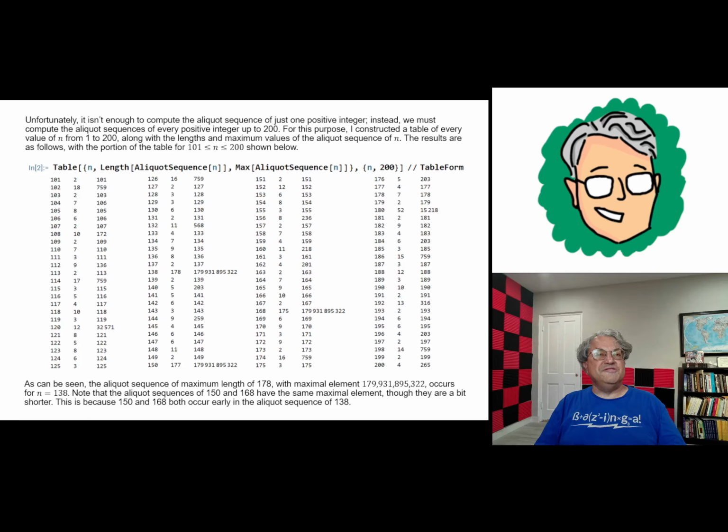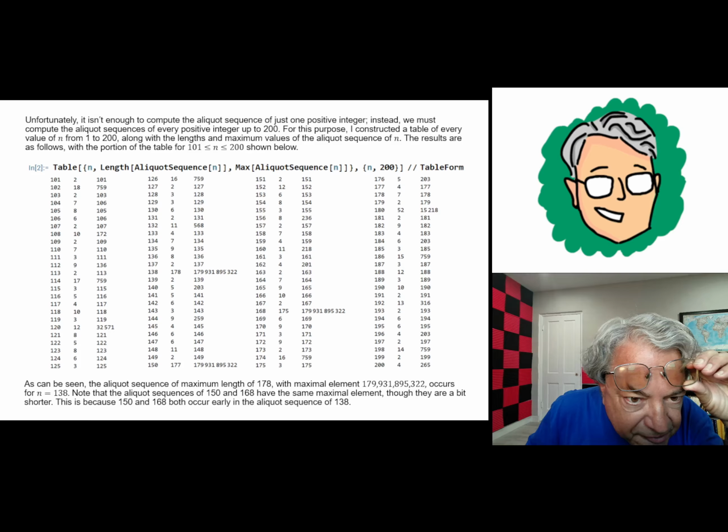I think 150 is just the next. That's the Aliquot sum of 138. And then 2 more steps you get to 168. So it's 138, 150. I can't remember offhand what comes after 150, but the number after that is 168. And that's why the Aliquot sequence for 138 has length 178, but for 150 the length is 177, and for 168 it is 175. And the largest element is, what is it?